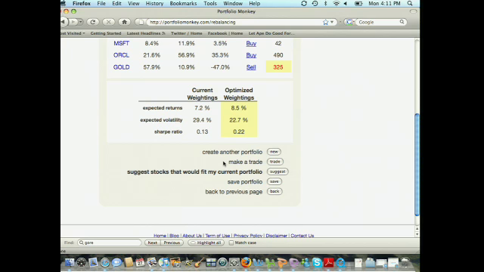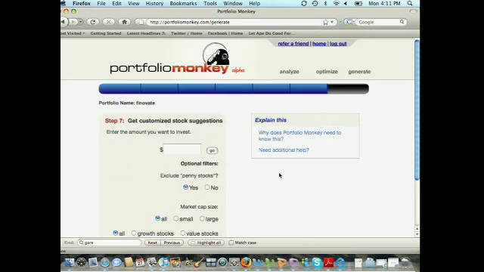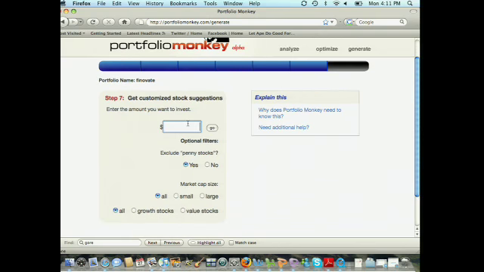Say you had some money you wanted to invest and you didn't have any idea of what you wanted to invest in. PortfolioMonkey can suggest stocks for your portfolio. Let's say I want to invest $10,000. I have the option to screen for market cap size and PE ratios. More filters will be coming.